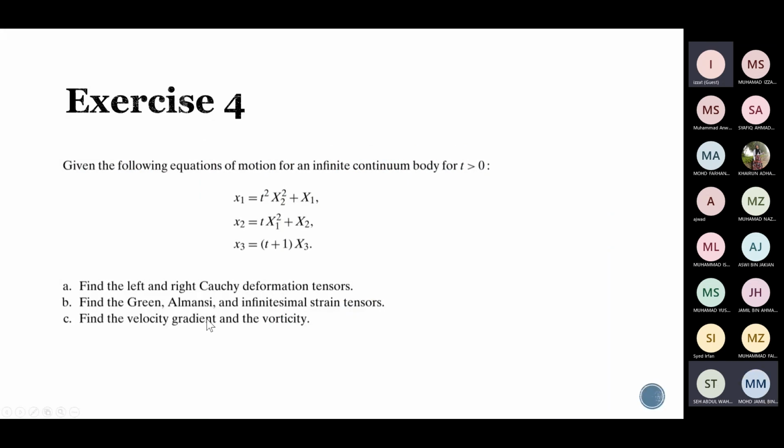Okay. So I think this is the last exercise. So I think for the question A and B, you can try find it yourself, okay, using the formula left and right Cauchy deformation tensor, and then the strain tensors. So let's do question C. So I want to demonstrate to you how to find the velocity gradient and the vorticity. Sebab keluar midterm lah, okay. So velocity gradient and the vorticity. So firstly, let's write the formula. Okay, so the velocity gradient is basically you differentiate v over del x. Okay. So firstly, you need to find v1, the big V.